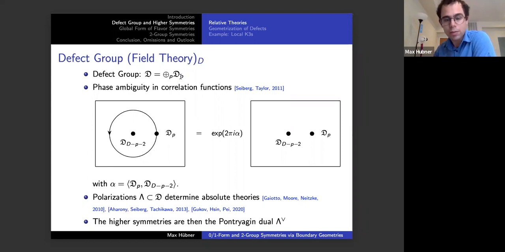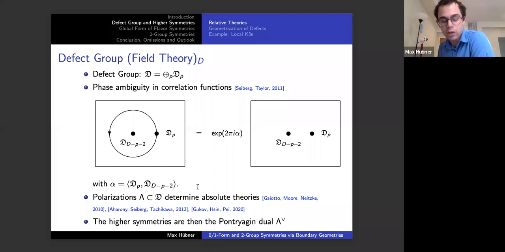Mutual non-locality between two defects means that there is a phase ambiguity in correlation functions when these are inserted. So for example, consider the insertion of a p-dimensional defect and a d minus p minus 2-dimensional defect. And then as one moves one around the other, returning to the original configuration, the correlation function can pick up a phase alpha. And this phase alpha is determined by a pairing on the defect group. And whenever this phase alpha is non-zero, the defects are not mutually local. Now, this is a problem for the theory. It's not well defined if these phase ambiguities persist.